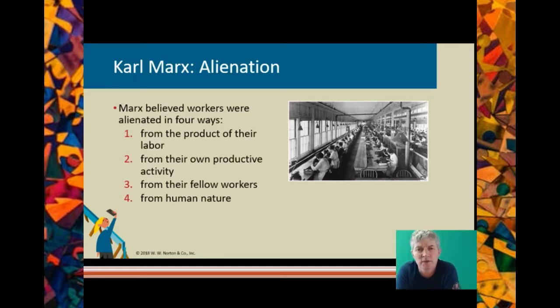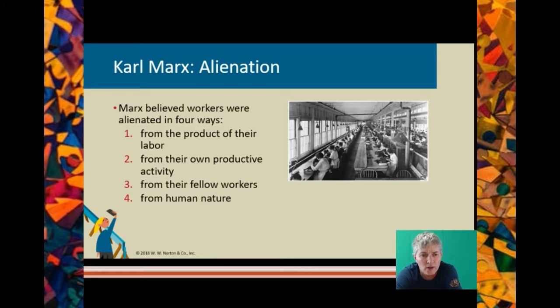So, according to Marx, workers were alienated from their labor in four important ways. First, from the product of their labor. Essentially, the product of a worker's labor becomes the property of the capitalist, and they're allowed to do with that labor as they see fit. Second, from their own productive activity. Workers in a capitalist society are alienated from the process of work and therefore their own productive activity.